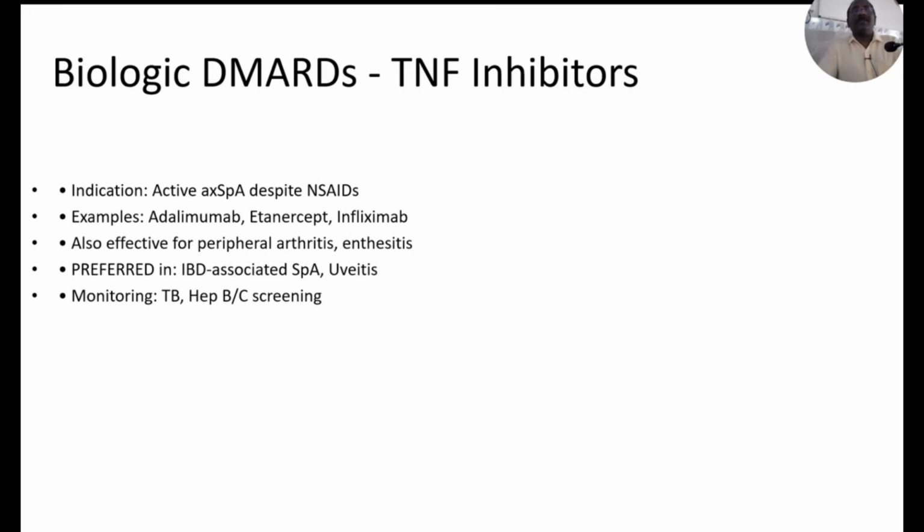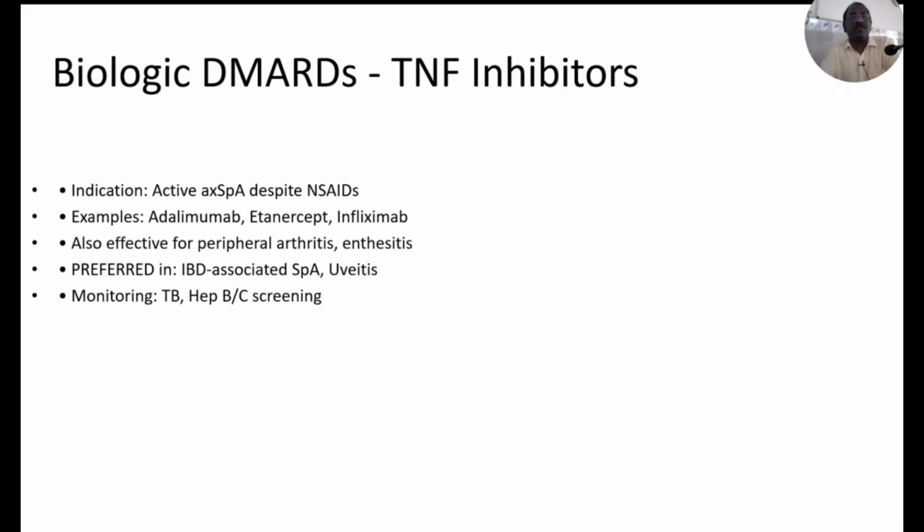These are the good drugs, biological DMARDs. Okay, TNF inhibitors, for active spondyloarthritis despite the NSAIDs. Indication, yes, adalimumab, it is available in 40 milligrams, we give once in 15 days. We also have infliximab, that is also available, we give once in a week or once in 15 days or once in 20 days or once in a month or once in 2 to 3 months. Etanercept, these are very useful drugs.